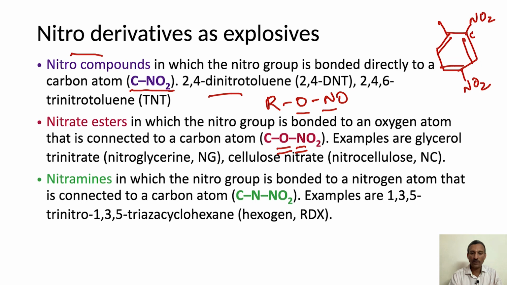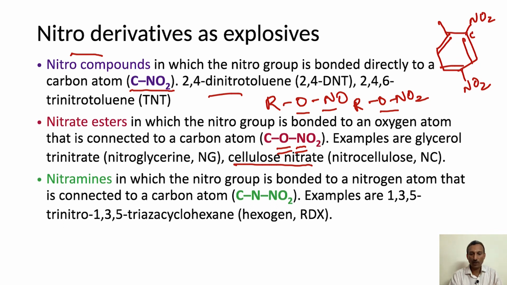But in the case of nitrate esters, what we have is an O and NO2 bond. So in these kinds of compounds, we can have an alkyl group. When an O-NO2 type group is present, these are called nitrate esters. Glycerol trinitrate and cellulose nitrate, or nitrocellulose, which are used as explosives, are some examples of these compounds. And we also have nitramines.